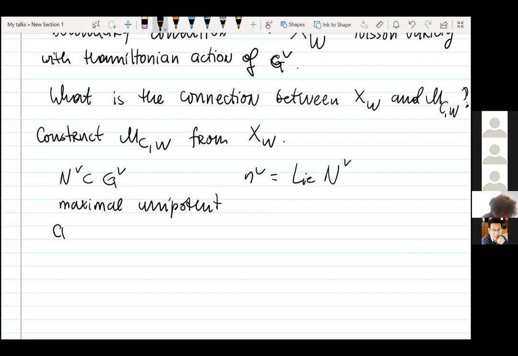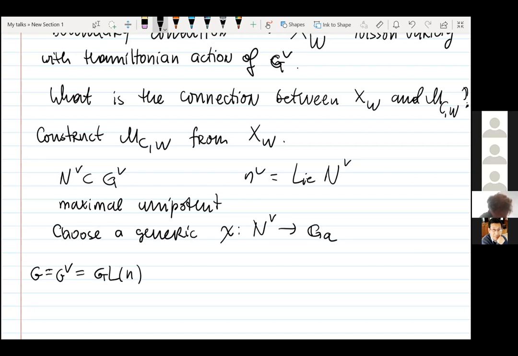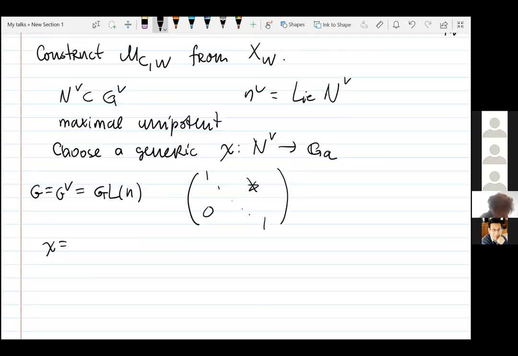Then we choose a generic character, a generic homomorphism, which we call chi, from N-check to the additive group. Typically, if, for instance, G, which is the same as G-check, is GL(N), then this is just upper triangular unipotent matrices. The standard choice for chi would be the summation of matrix elements E_{i,i+1}, i going from 1 to N minus 1. And there's something similar for any group.